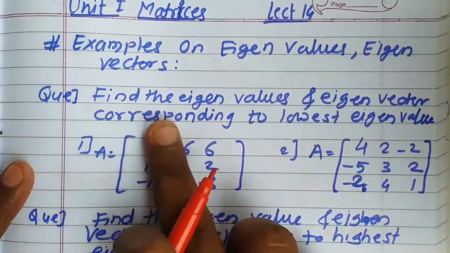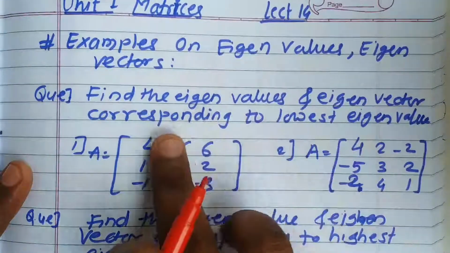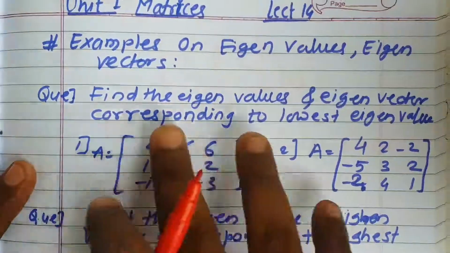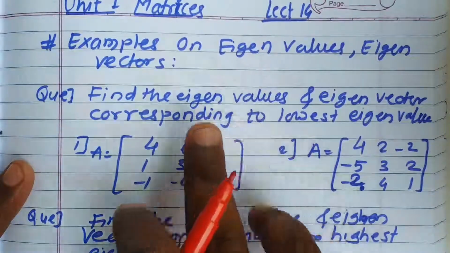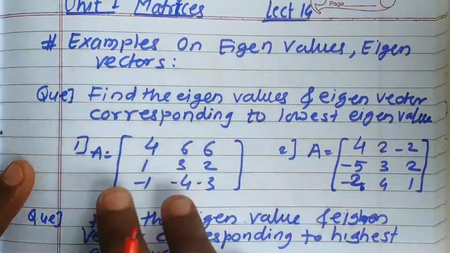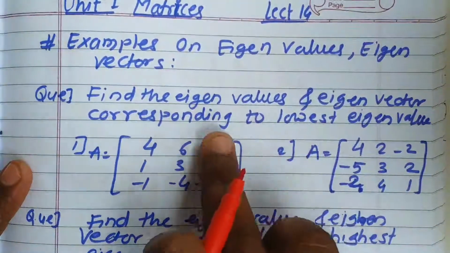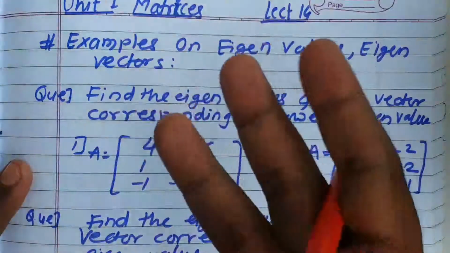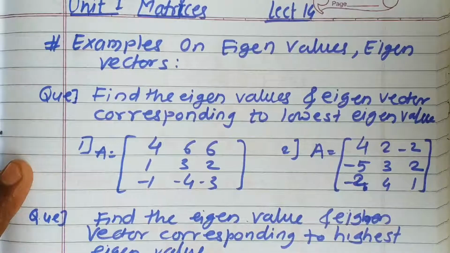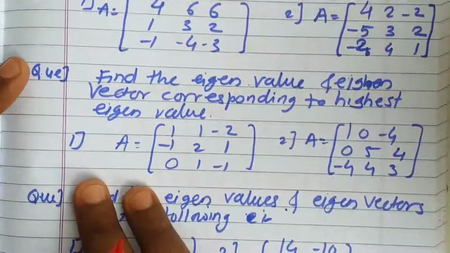First one: find the eigenvalues and the eigenvector corresponding to the lowest eigenvalue. This type of question may come in front of you. What you need to do in such an example is determine all the eigenvalues. As it is a 3 by 3 matrix, you'll get 3 eigenvalues, and only one eigenvector you need to calculate, corresponding to the lowest eigenvalue. Out of the 3 numbers, whichever is the minimum, corresponding to that you need to calculate the eigenvector.